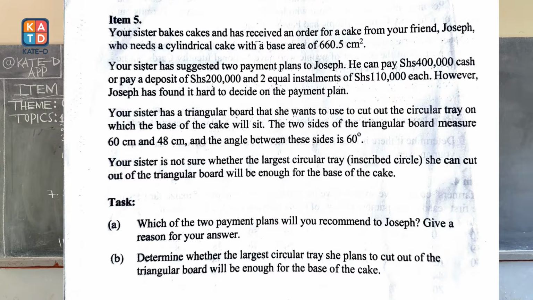The two sides of the triangular board measure 60 centimeters and 48 centimeters, and the angle between these sides is 60 degrees. Your sister is not sure whether the largest circular tray, inscribed circle, she can cut out of the triangular board will be enough for the base of the cake. Task: which of the two payment plans will you recommend to Joseph? Give a reason for your answer. Part B, determine whether the largest circular tray she plans to cut out of the triangular board will be enough for the base of the cake.